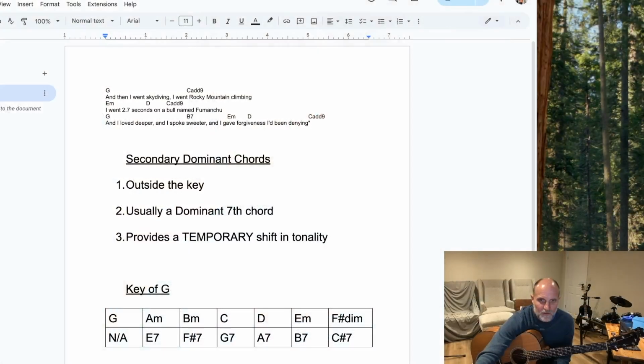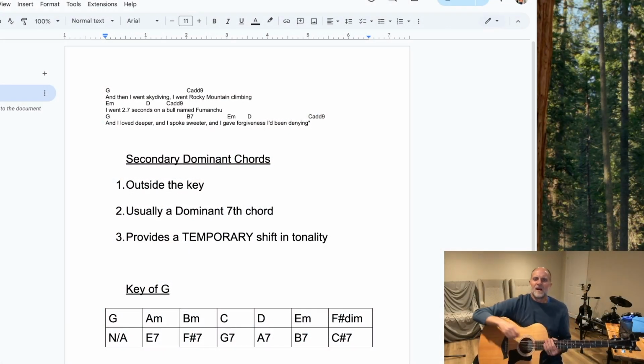Today we're going to talk a little bit about speaking the language, and we're going to do that by looking at what we call secondary dominant chords. I've been playing a lot of acoustic singer-songwriter stuff, and these secondary dominant chords come up a lot, so I thought I would talk about what they are, what they're not, and help you hear them, identify them, and maybe use them in your own writing.